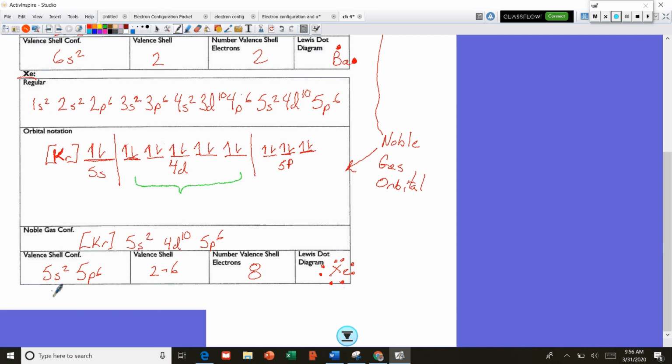And then the valence shell is just the outer shell. The outer shell will always only be S and P electrons. So we have 5s2, 5p6. So the valence shell is a 2 and a 6, 8 total electrons. And so we have a full outer shell for xenon.